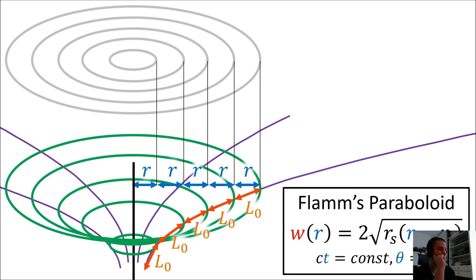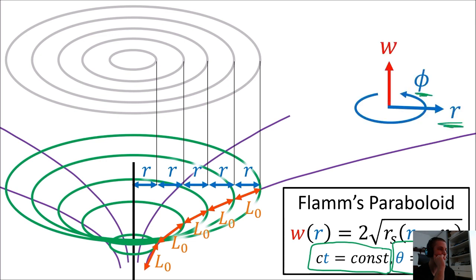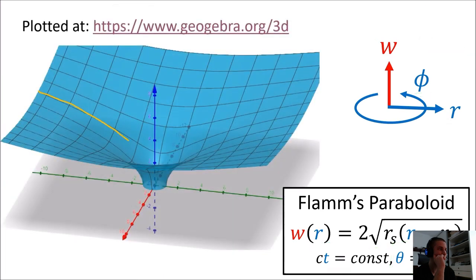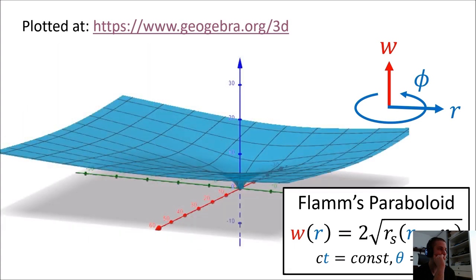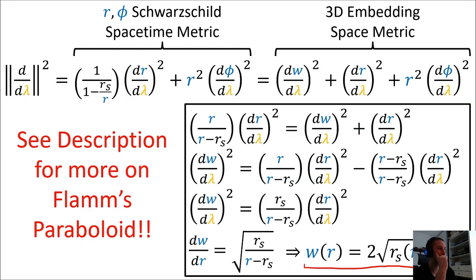It represents a two-dimensional slice of space at constant ct and theta equals pi over 2, so where only r and phi are allowed to vary. The third dimension in this diagram doesn't correspond to anything physical, but it helps us visualize the curvature of space, so that the distances we see with our eyes actually correspond to the real distances in curved space. Far from the mass, space is almost flat, which is why the r-coordinate very nearly matches proper distance. But space gets significantly more curved close to the Schwarzschild radius. You can check the links in the description to learn more about Flam's paraboloid.